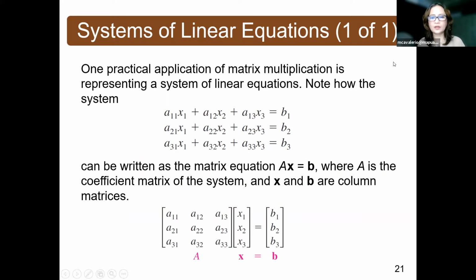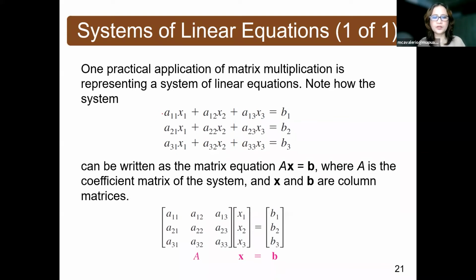Once we perform the elementary row operations until the augmented matrix has been transformed into a row echelon form or reduced row echelon form. Now, this is a different thing. What we are going to do now is to express a system of linear equations as a matrix equation. So for example, we have a system of 3 linear equations with 3 unknowns, x sub 1, x sub 2, x sub 3.